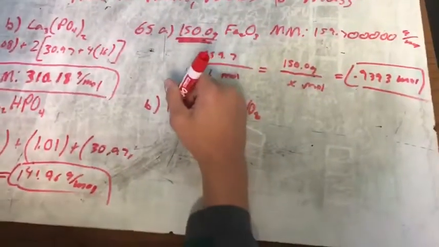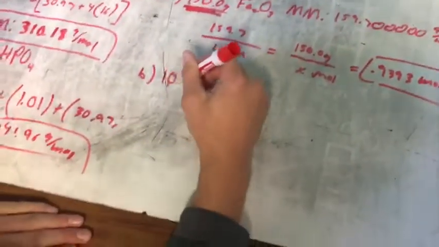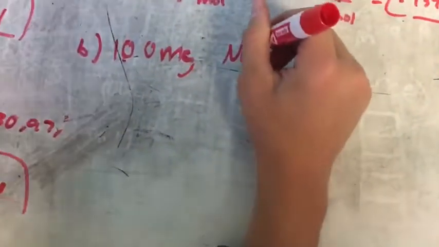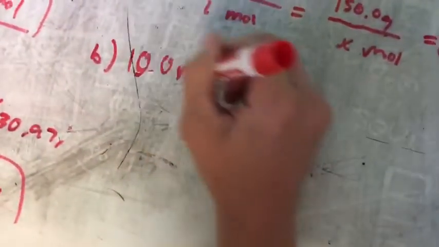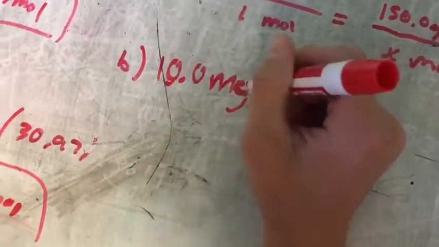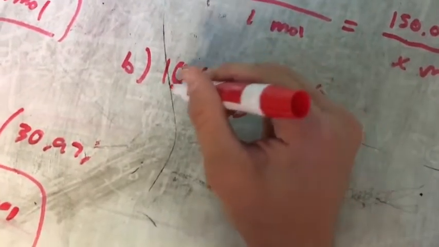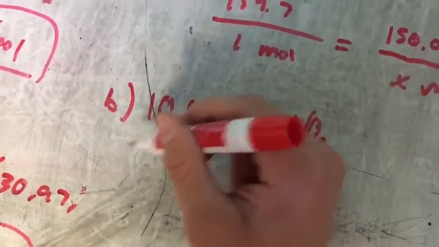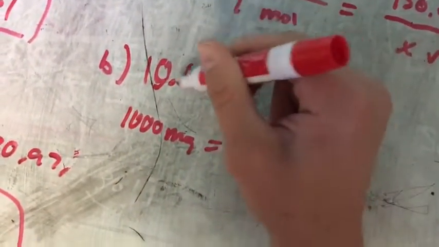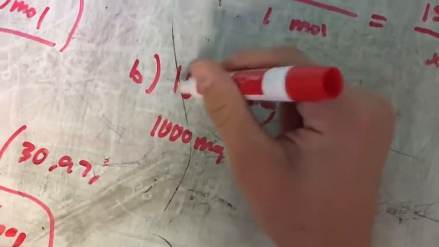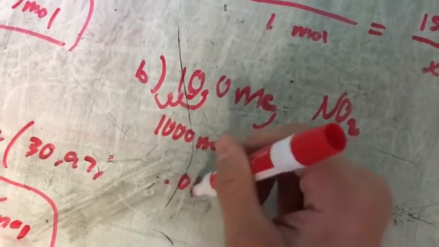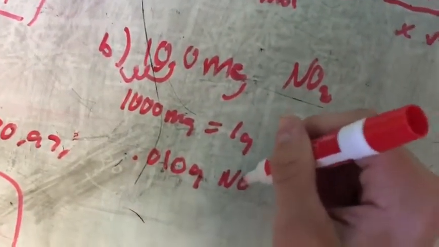So for our second example, we have 10.0 milligrams of nitrate. So we're going to convert this from mass to moles. When converting from mass to moles, you always want your substance to be in grams. And so we know that 1,000 milligrams is equal to 1 gram. So we can convert this to grams by moving the decimal place 3 places to the left. So 1, 2, 3. So that's 0.010 grams of NO2.